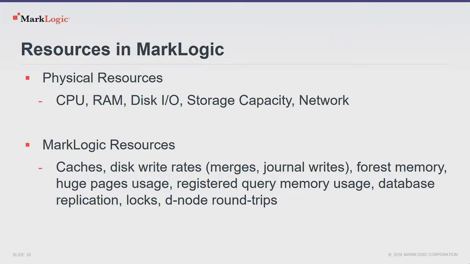So resources in MarkLogic, we also have those physical resources. We tend to think about it in these 5 categories: CPU, RAM, disk I/O, and that's I/O throughput, storage capacity, and network. And generally, it's the first 3 that come into play most often with performance issues. Sometimes 4 and 5 do, but really it's the big 3.